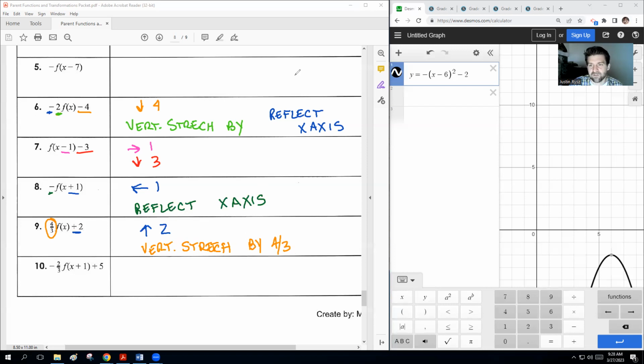All right, last one. Man, we got everything going on in here. Let's take care of the easy stuff here. We got +1, so that is going to go to the left 1. We got +5. We're going to go up 5. So left 1 and up 5. All right, the 2/3 here. 2/3 is a vertical compression. All right, it is less than 1. And so it's going to shrink it by 2/3. But then we also have a negative, so it is also going to reflect over the x-axis.